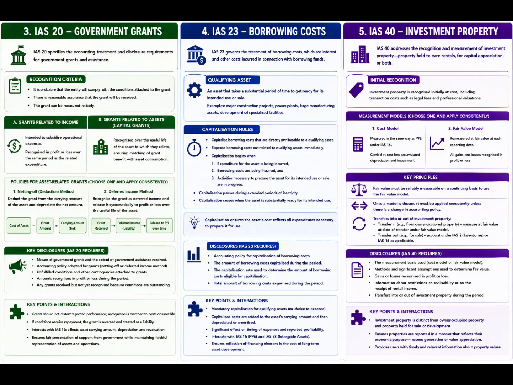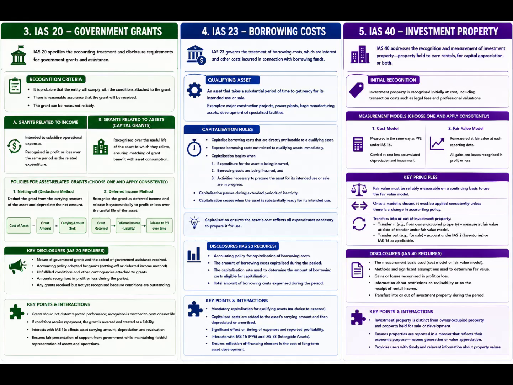Overall, IAS 20 aims to present a fair representation of government support while maintaining faithful depiction of asset values and operational costs. 4. IAS 23, Borrowing Costs. IAS 23 governs the treatment of borrowing costs, defined as interest and other costs incurred in connection with borrowing funds.